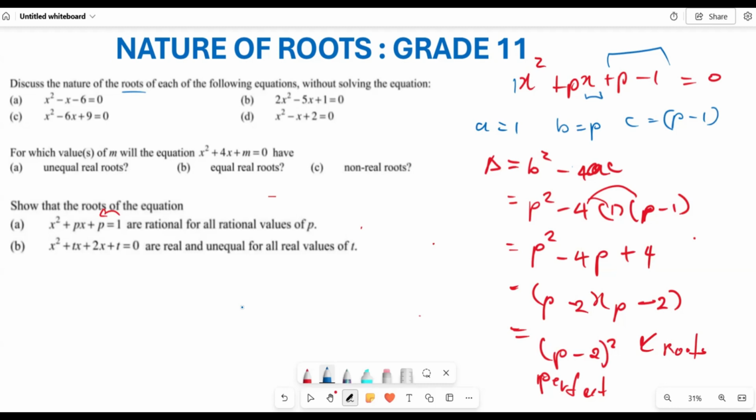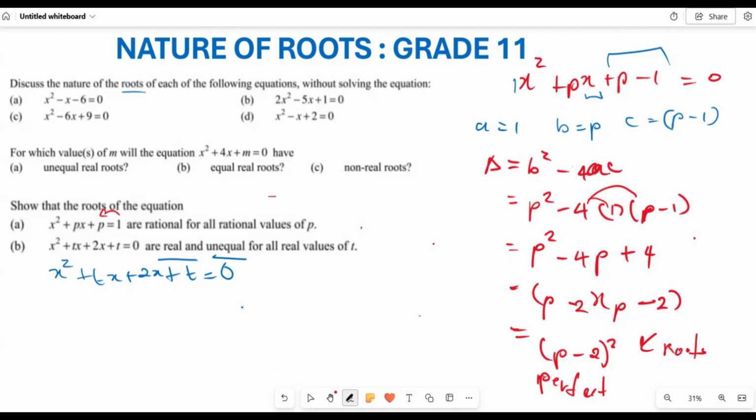Now, I want us to look at this, your b. In your b, you're having x squared plus tx plus 2x plus t is equal to 0. Now, they are saying show if the roots are real and also unequal. Now, how are we going to show this here? I want you to have an understanding that from here, we need to start by writing this in standard form. But now, you are having more than 3 terms.